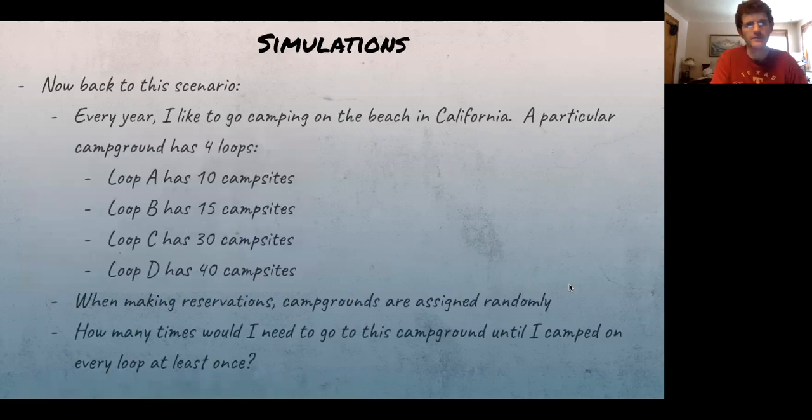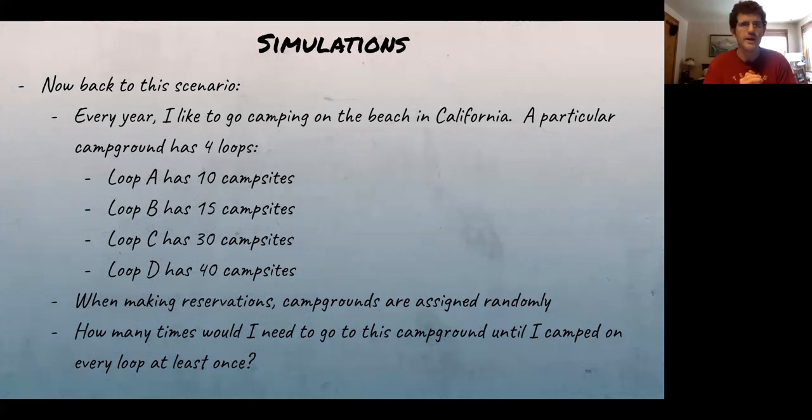Okay. So knowing that we can generate some random numbers, let's go back to this scenario. We've got a certain amount of campsites. We want to find out how many times we are going to camp on this campground until we've stayed in every loop at least once. So at this point, what are just some general thoughts for what we could do here?